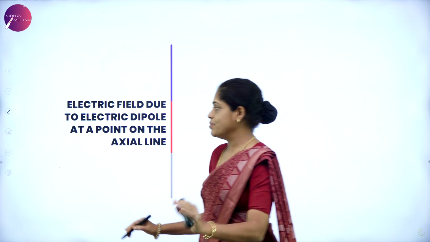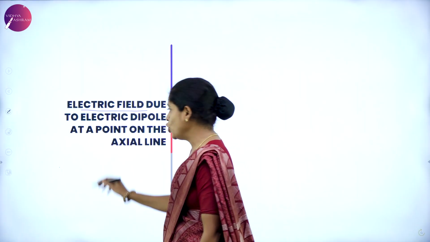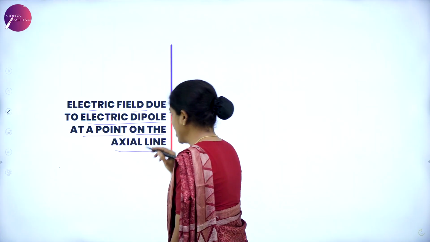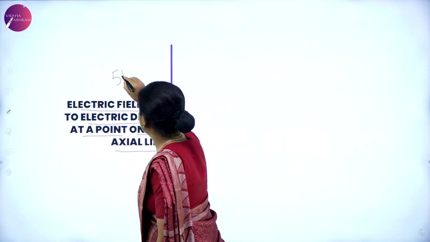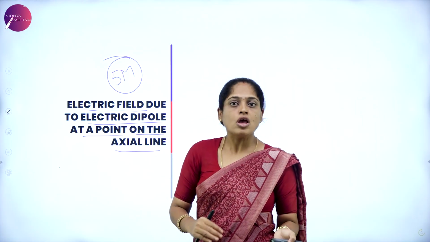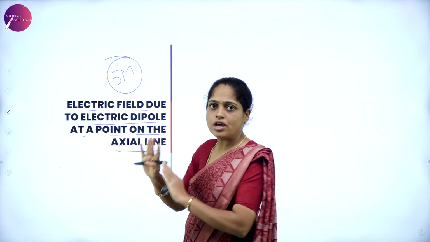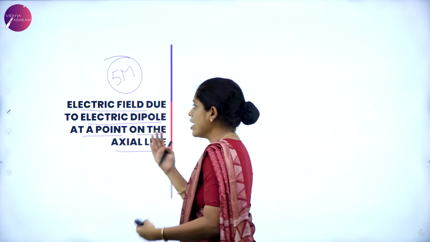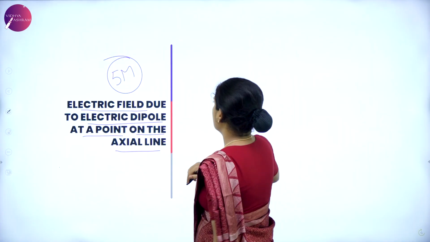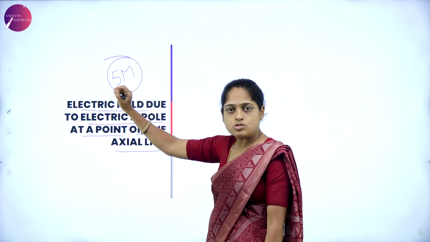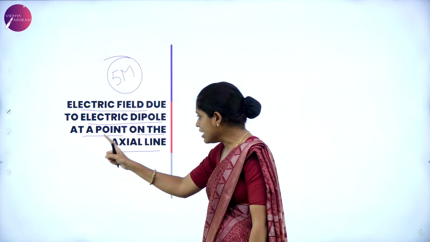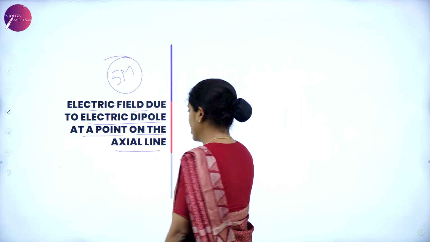Next, let us derive an expression for electric field due to electric dipole at a point on the axial line, which is a very important question for 5 marks. As we have discussed the blueprint mark distribution of each chapter, from this chapter you will have one 5 mark question that might be this. So carefully you have to learn this question. The question will be: derive an expression for electric field due to electric dipole at a point on the axial line.